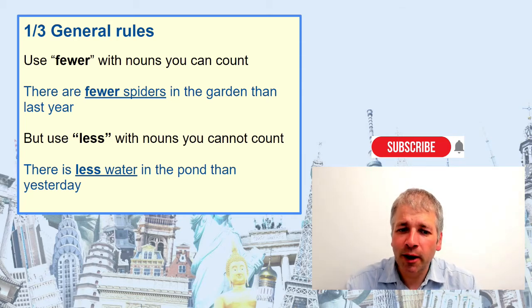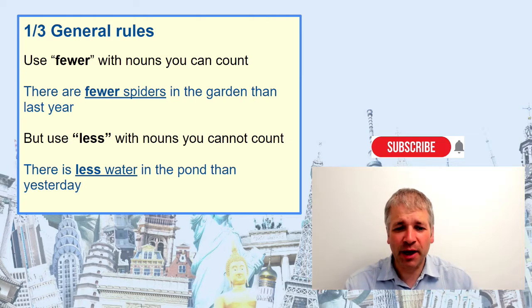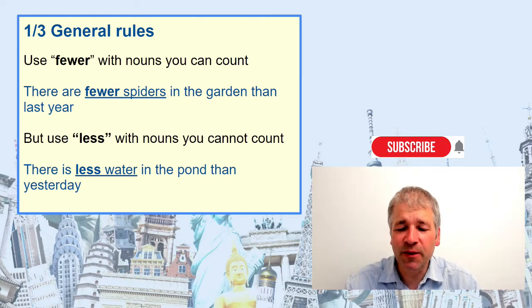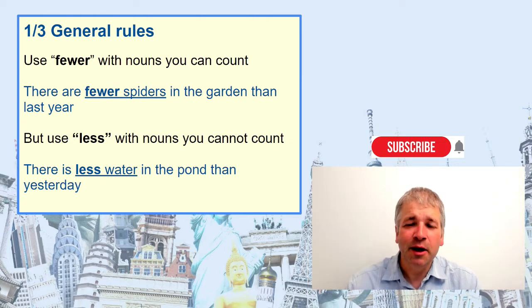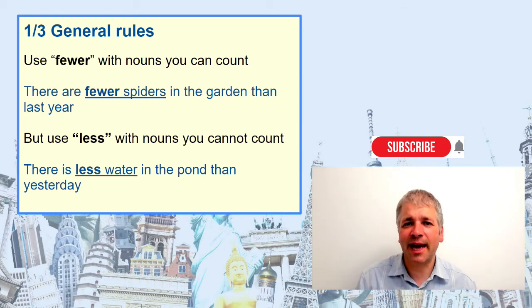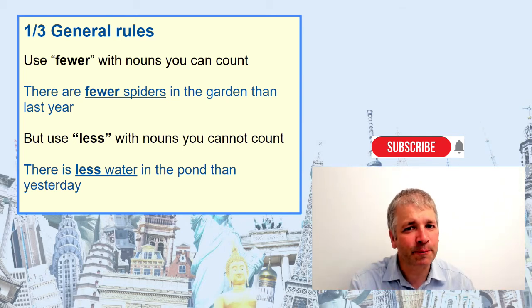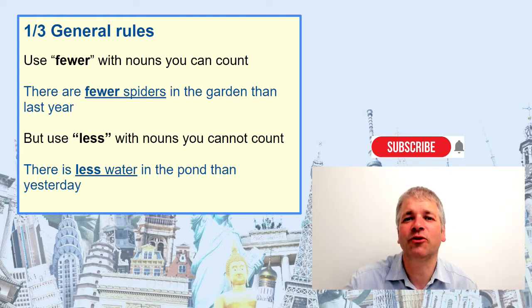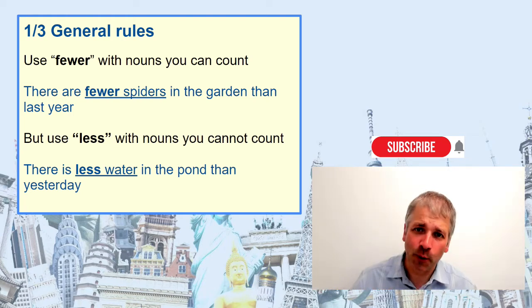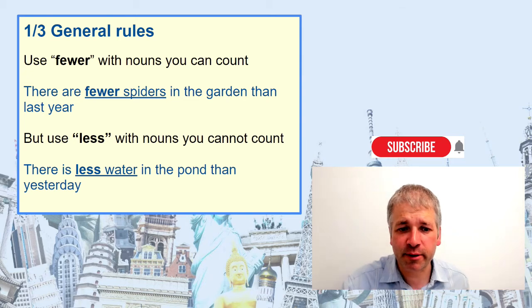Firstly, the general rules. Use fewer with nouns you can count. So, for example, there are fewer spiders in the garden than last year. So spiders is a word we can count. What do I mean? I mean we can say 1 spider, 2 spiders, 3 spiders, 4 spiders, and so on. We can count the noun. Use fewer with these words.